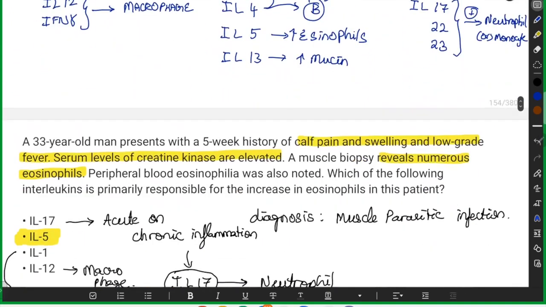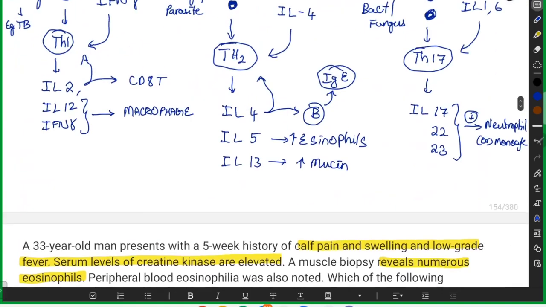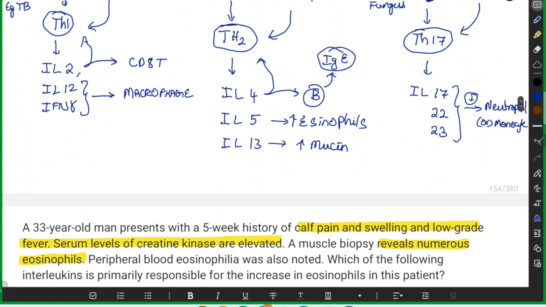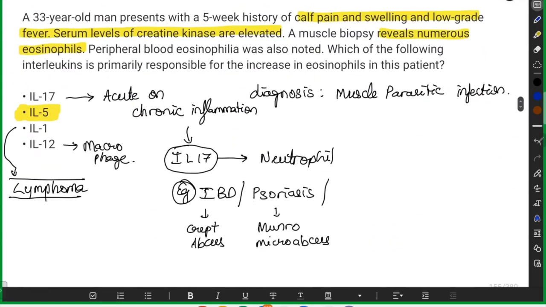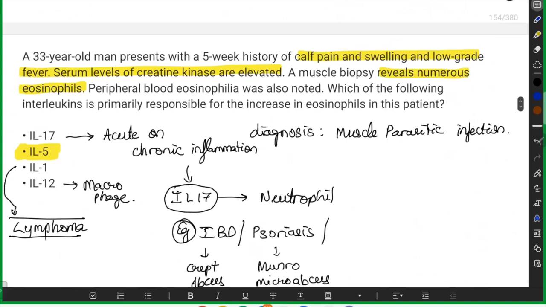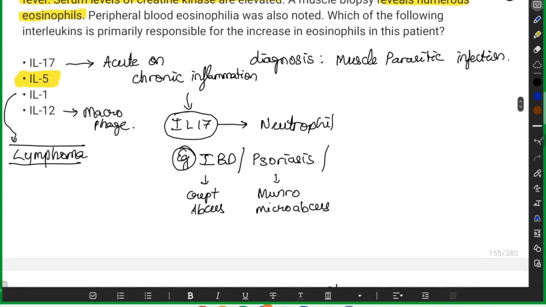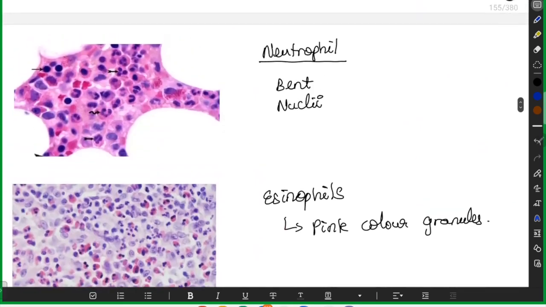Interleukin 17 is going to be acute on chronic inflammation. Interleukin 1 again increases in bacterial or viral infections. Interleukin 12 increases in macrophages. So the answer here is interleukin 5. Clear? So this is going to be a neutrophil.